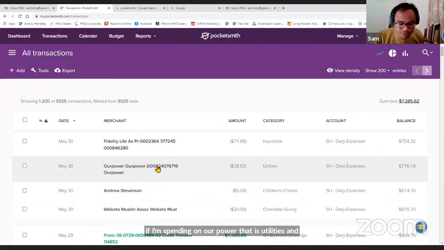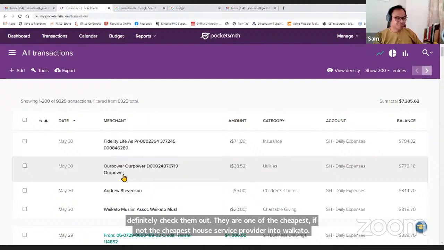If you're based in the Waikato, definitely check them out. They are one of the cheapest, if not the cheapest, power service providers in the Waikato. So yeah, definitely that's another tip for you, for those of you based in the Waikato.